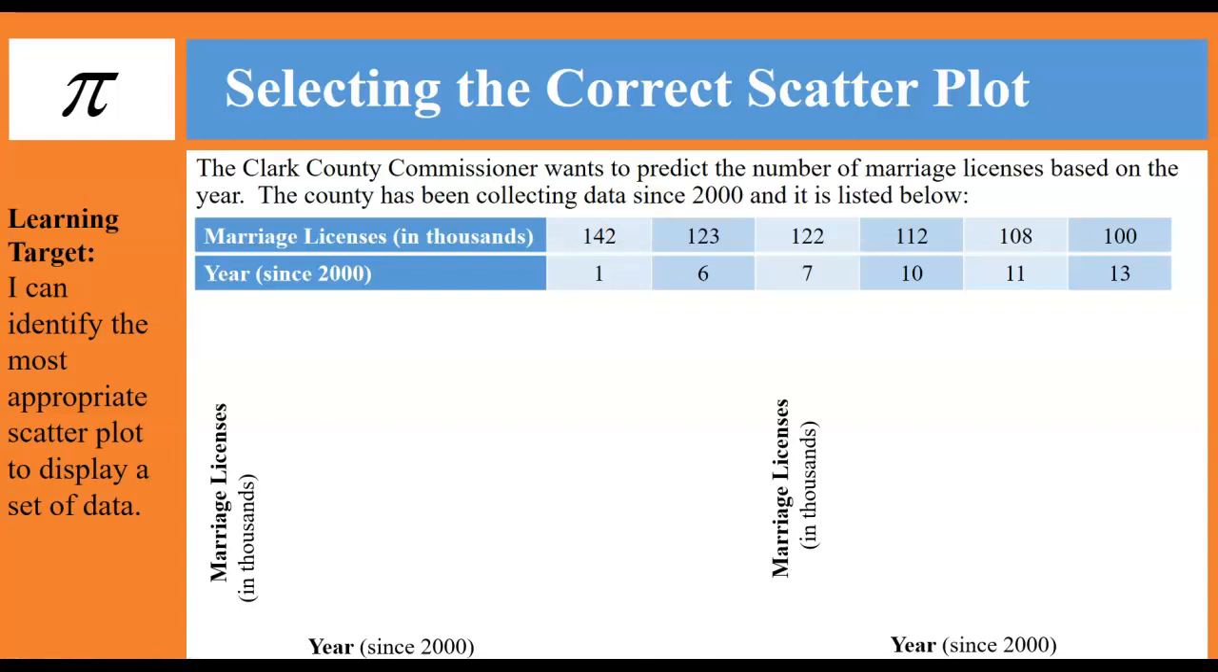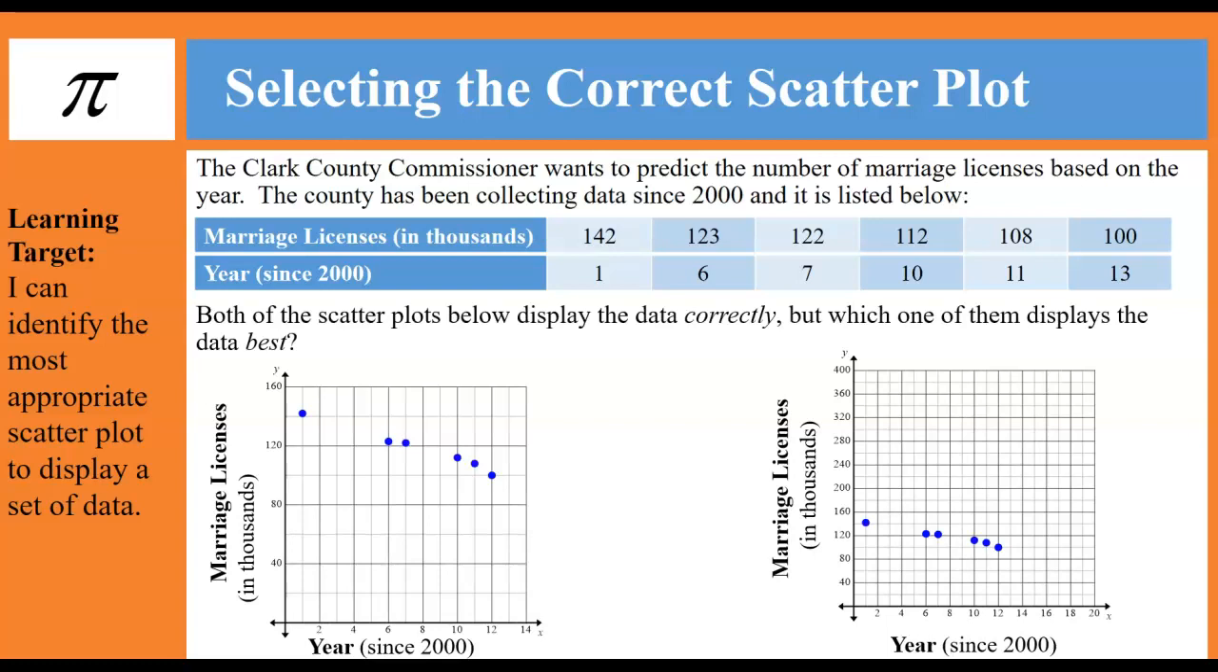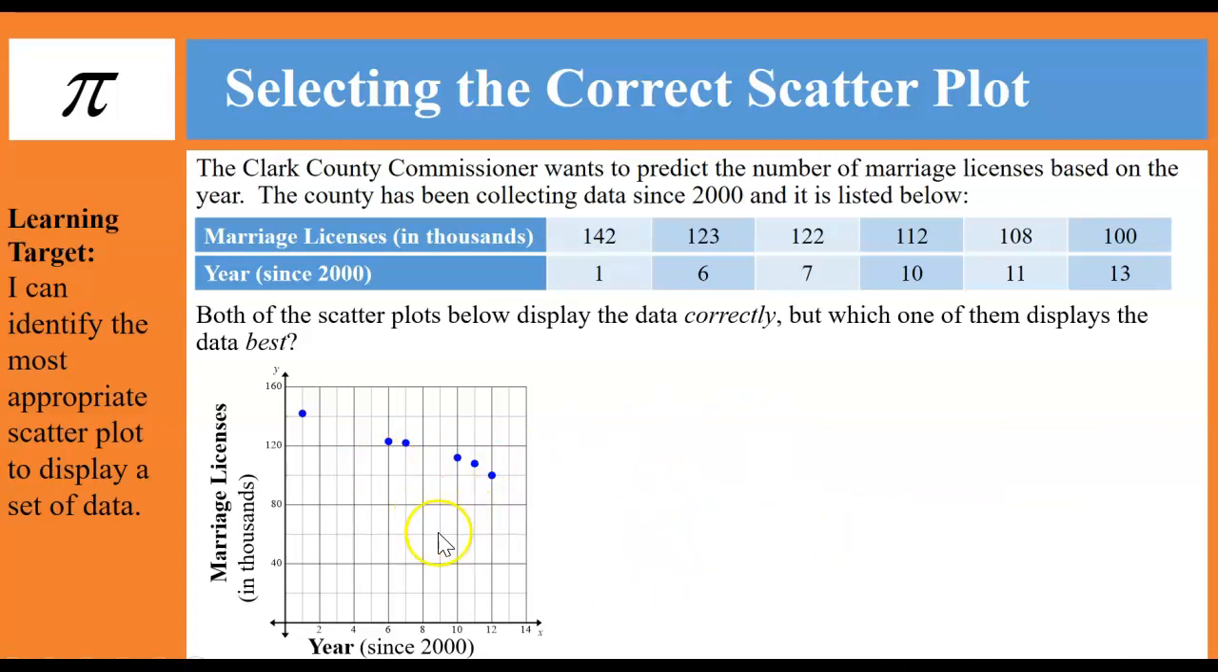Okay, so now I'm going to show you two different graphs. Both of these scatter plots are correct. They're 100% correct. If you were to look at each coordinate, 1 comma 142, 6 comma 123, all of those are correct. But one of them is going to display the data best. That's what we're talking about with that other rule, which axis scale is more reasonable. And actually, we're really just looking for which graph is more clear. If I had to choose between the left and the right, which graph is more clear, I would definitely pick the one on the left. So I would say this would be the most accurate scatter plot.